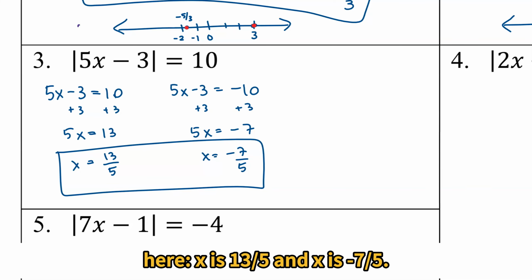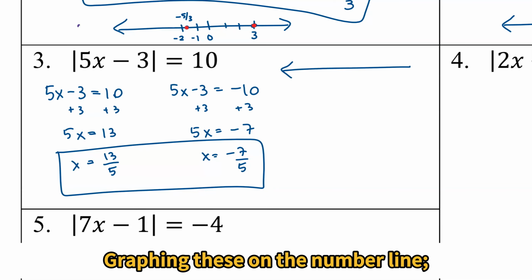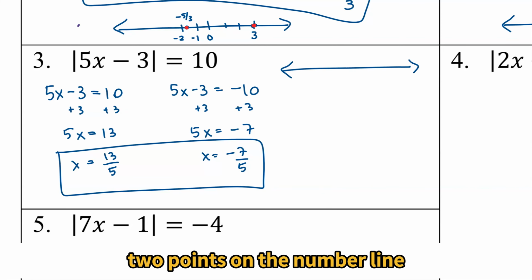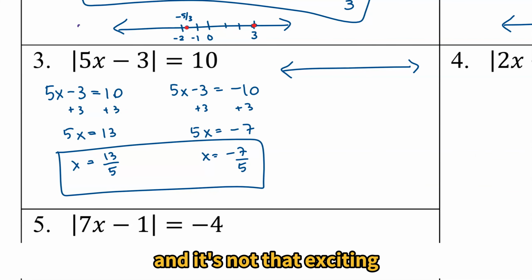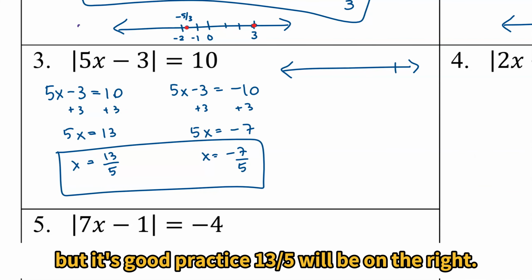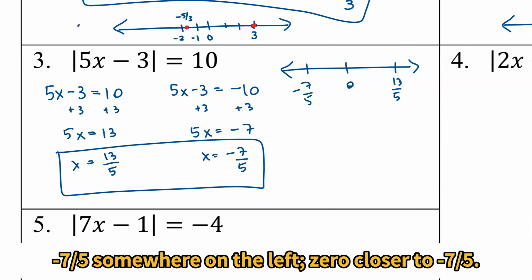X is 13/5 and x is -7/5. Graphing these on the number line, 2 points on the number line. Again, it's not that exciting, but it's good practice. 13/5 will be on the right, -7/5 somewhere on the left, 0 closer to -7/5.